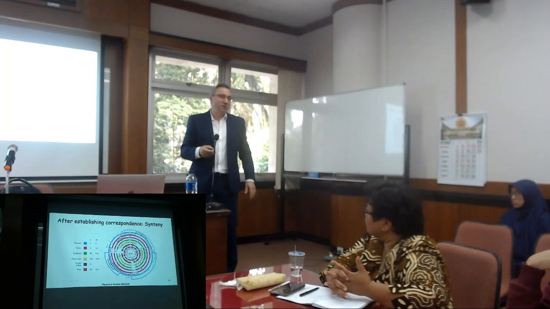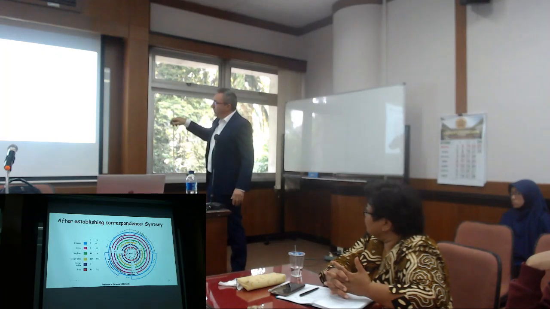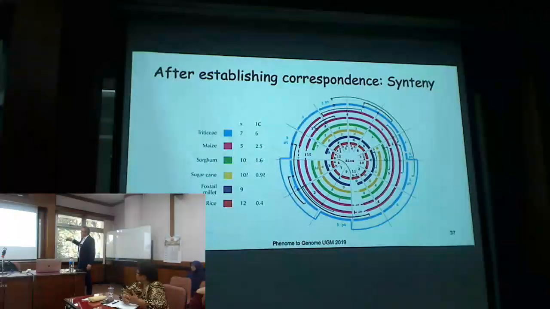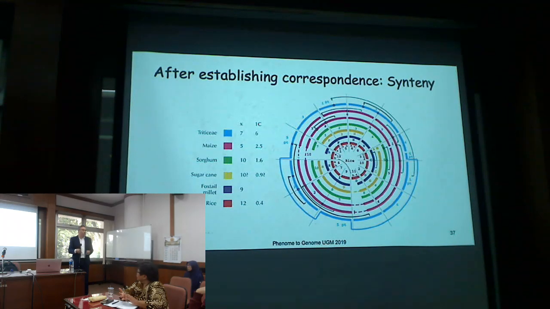And if you are able to get this information from the duplications, then you can build synteny maps. So this is what we call a circos plot. Basically, it is a circular representation of the chromosomes in the genomes of different species. Here in red, you have rice, right? Next to it, you have foxtail, and then sugarcane.